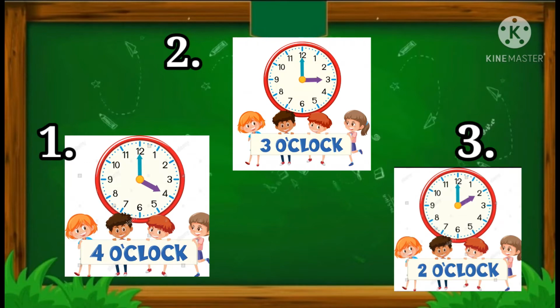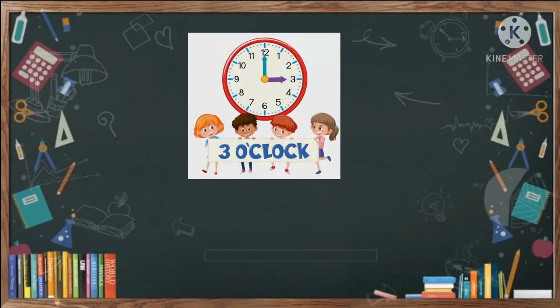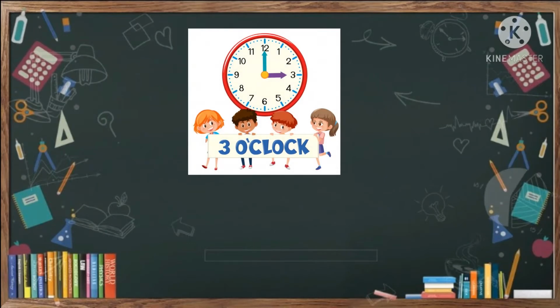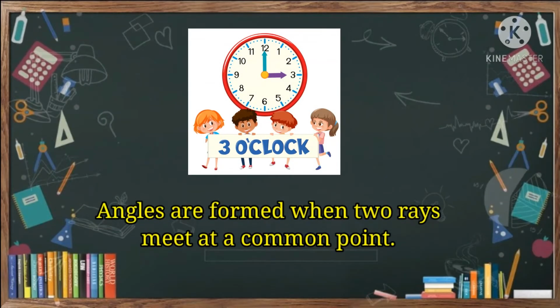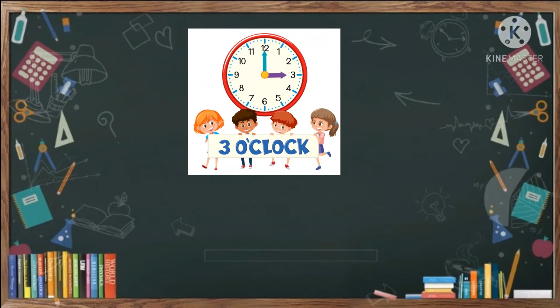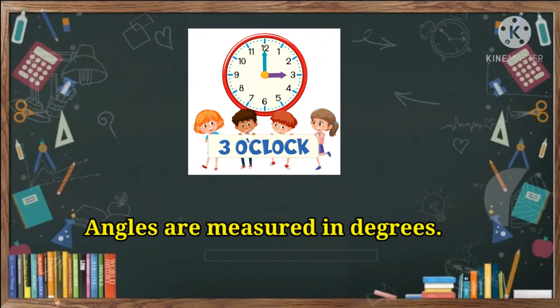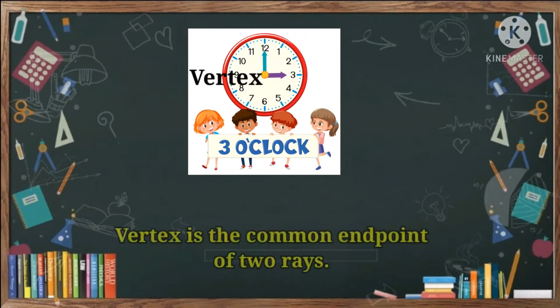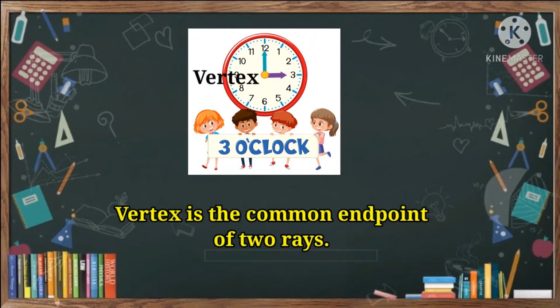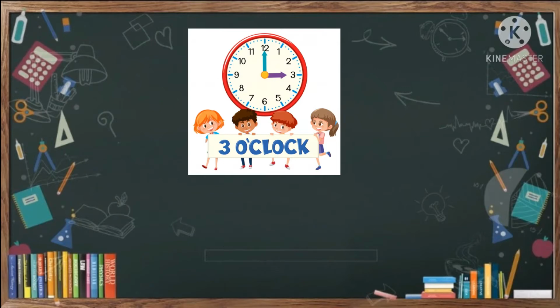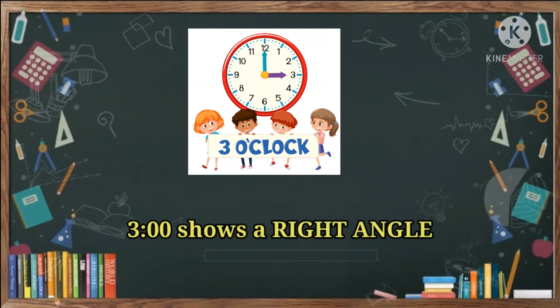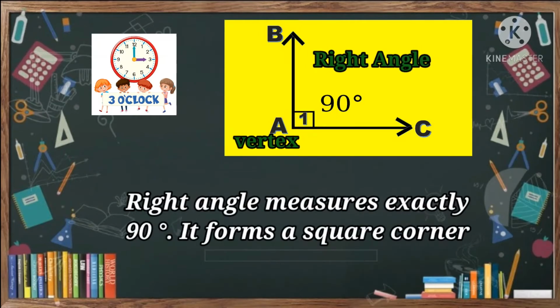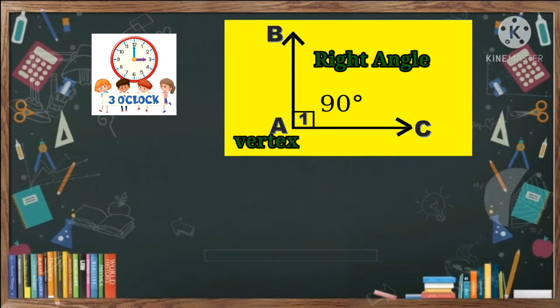Very good, my dear math buddies. 3 o'clock shows an angle. And angles are formed when two rays meet, just like the hands of the clock. And it is measured in degrees. The hands of the clock meet at a common endpoint, and that is what we call the vertex. 3 o'clock shows a right angle, and a right angle measures exactly 90 degrees and forms square corners.